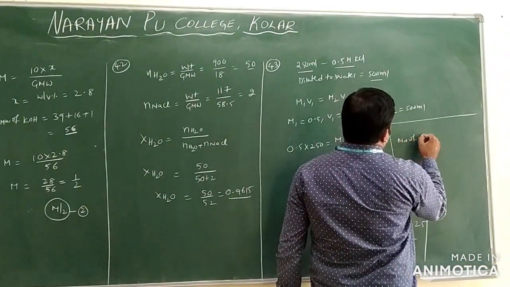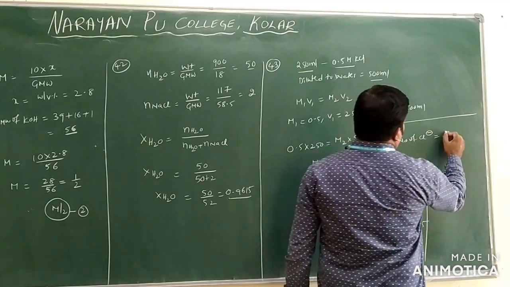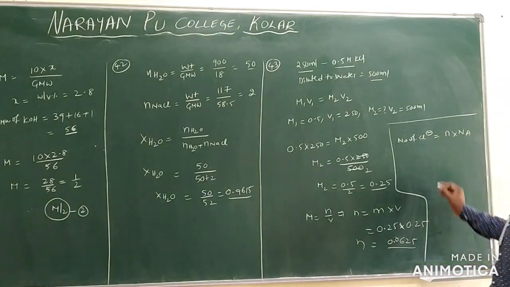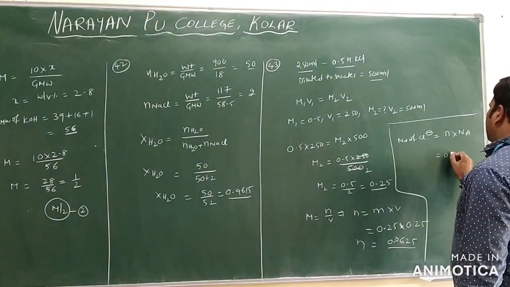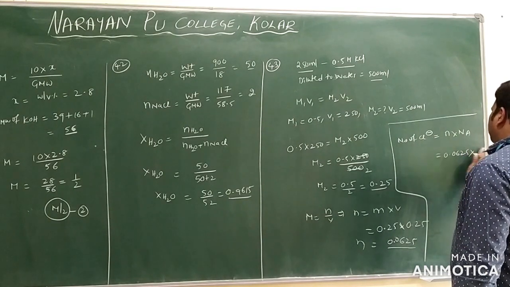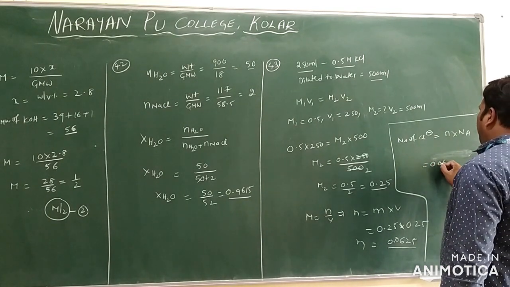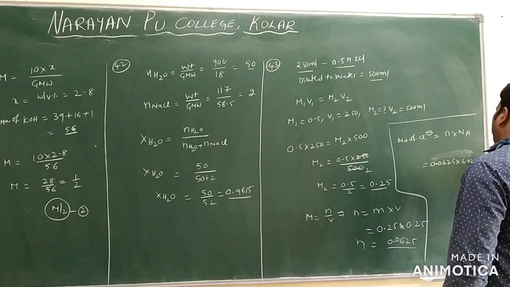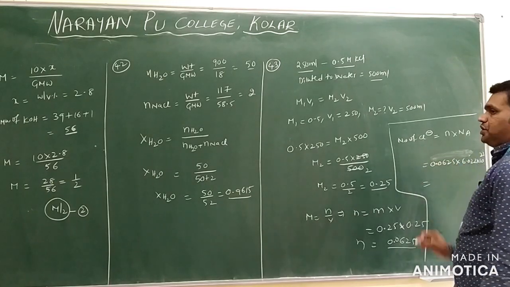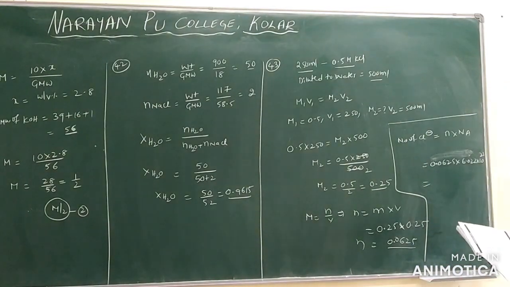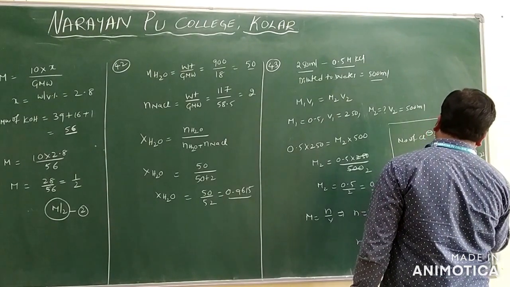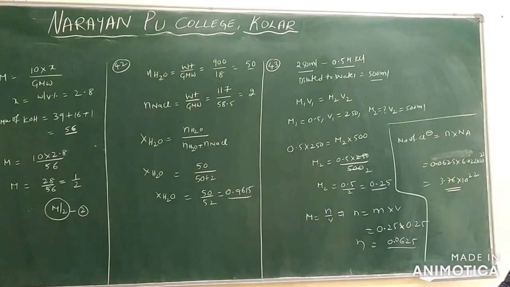Number of Cl minus ions is equal to number of moles into Avogadro number only. Number of moles into what? Avogadro number. You can write here 0.0625 into 6.022 into 10 power 23 only. We can simplify this value. You will get 3.76 into 10 power 22 only. This is the answer for question number 43.